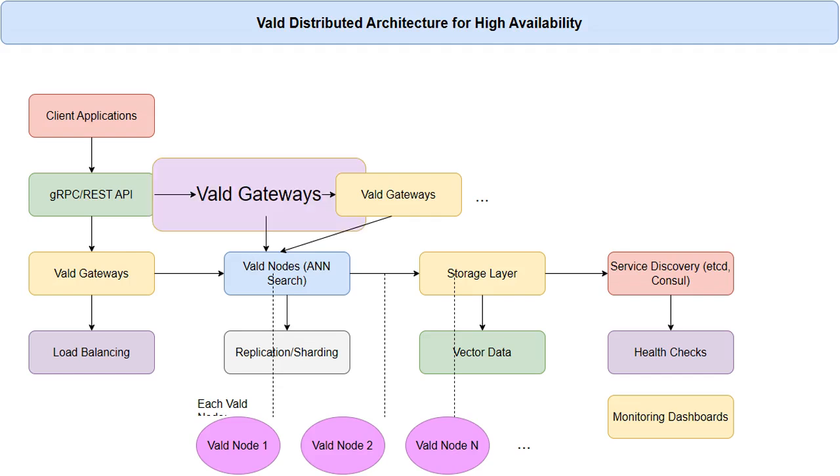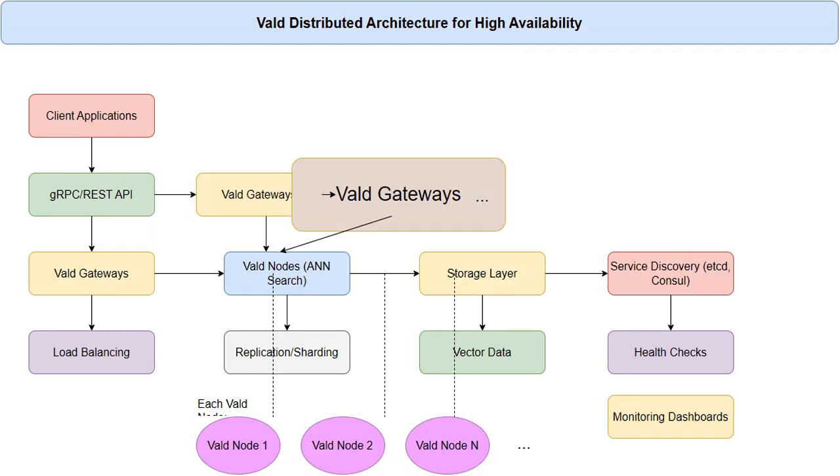Again, this refers to the entry points into the Vald system for search queries, potentially highlighting a multi-gateway setup for increased throughput or redundancy. Multiple gateways are essential for managing load and maintaining service availability, acting as intermediaries between clients and the core Vald nodes.